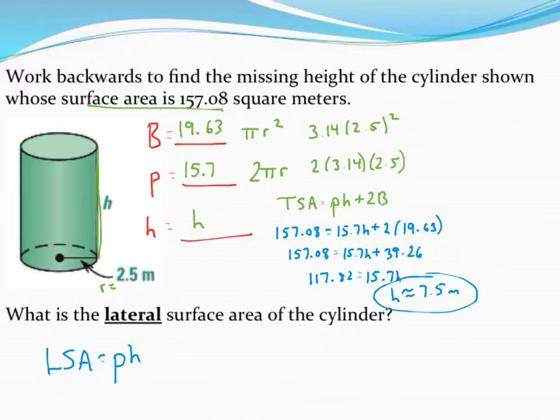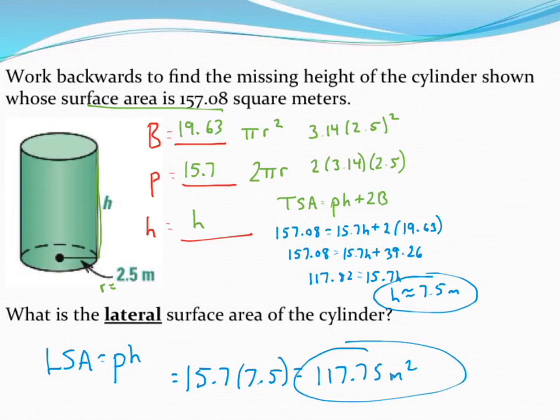So we figured out the perimeter up above. The perimeter was 15.7. And by working backwards, we were just able to figure out the height to be about 7.5. And once I multiply those values together, I get a lateral surface area of about 117.75 square meters. Now, of course, our lateral surface area is always going to be less than our total surface area, since our total includes the 2 bases and our lateral does not.